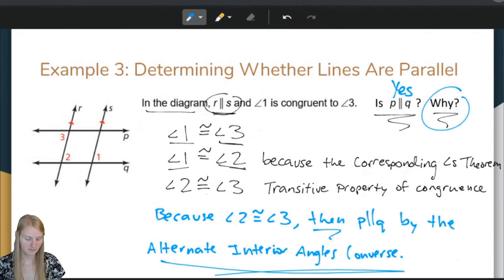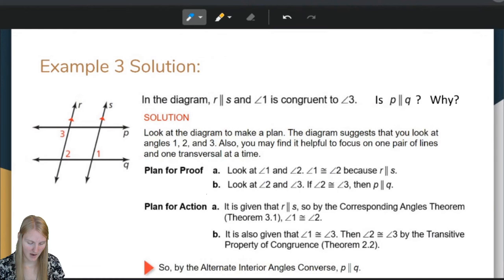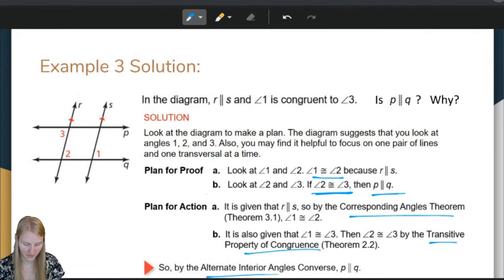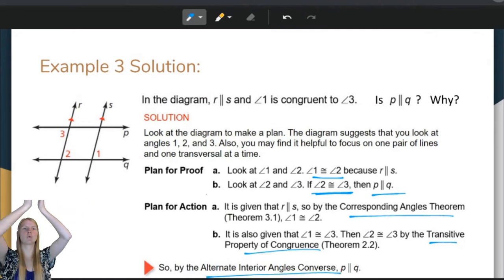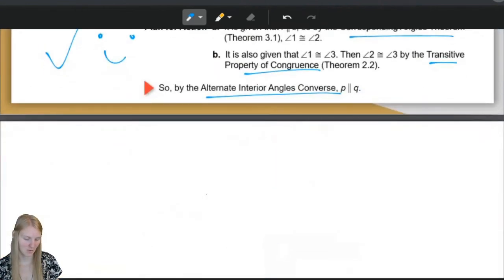So, let's check and make sure that we were right. Angle 1 is equal to angle 2 because R is congruent to S. If angle 2 is congruent to angle 3, then P is parallel to Q. So, corresponding angles theorem, transitive property, alternate interior angles converse. Beautiful. That's exactly what we said.